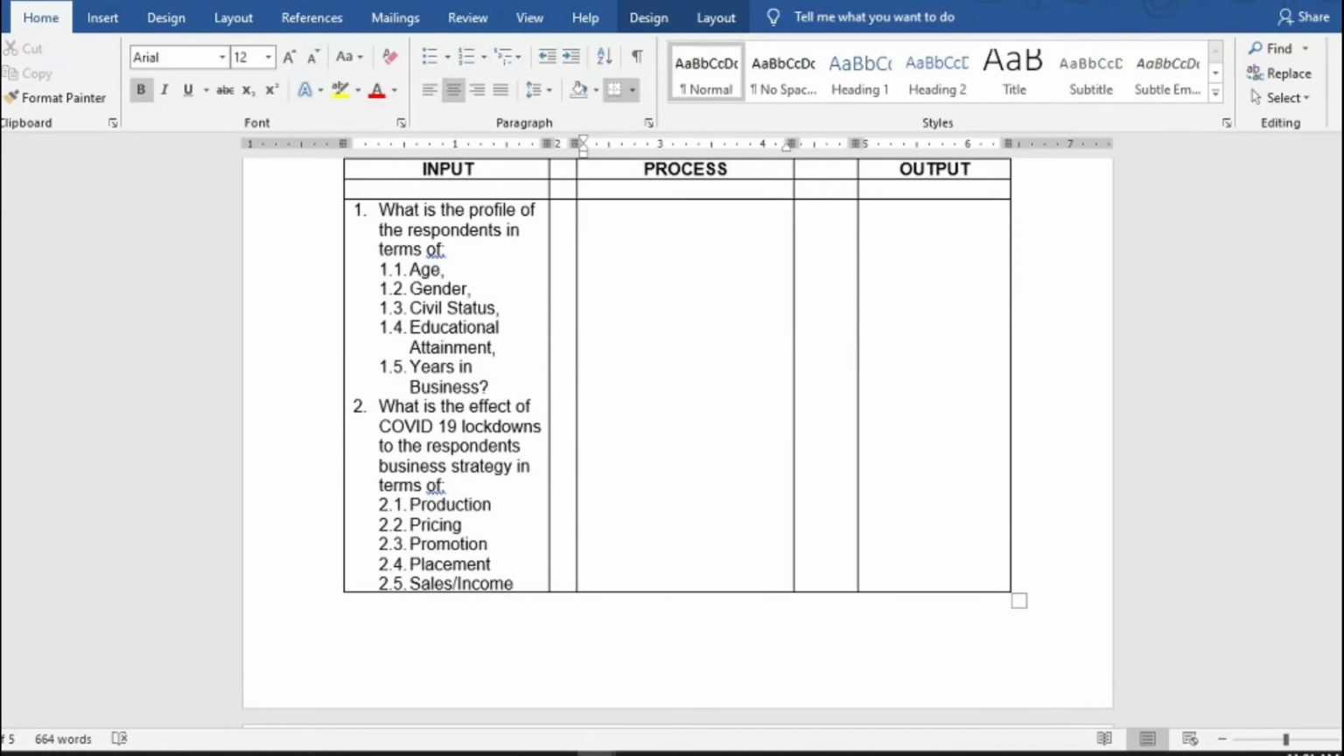Process here is transmittal of letters. Then we have data gathering, then tabulation, then analysis, and statistical treatment. Next is the interpretation of the data. That's the process.